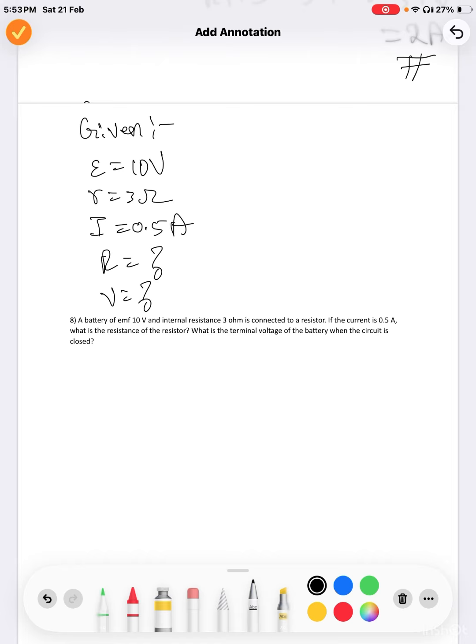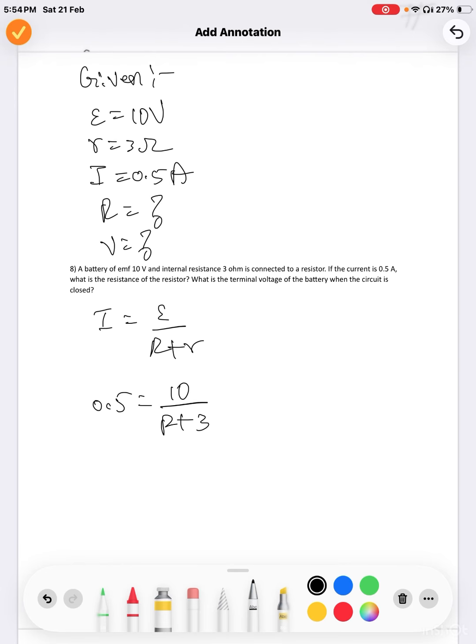So when the circuit is closed, simple. So if this is the scenario, we have to first find what is the external resistor value. How can we find? We know the formula, I equal to EMF by R plus r. From this, I know the current value is 0.5, the EMF value they gave is 10 volt, the resistor value we have to find, and the internal resistance value we know, that is 3. So if we simplify, we will get R plus 3 equal to 20, so R equal to 17 ohm. So the external resistor value is 17 ohm.